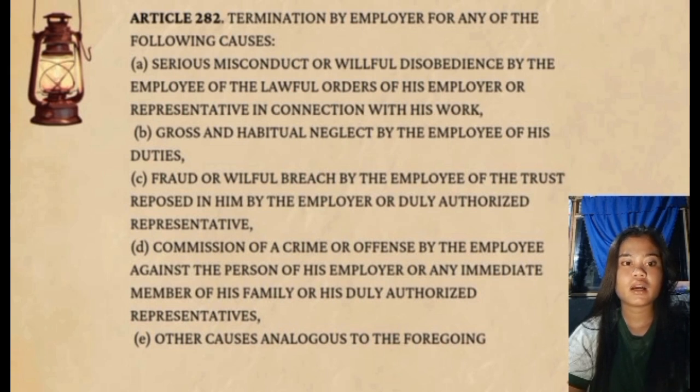And the fourth is commission of a crime or offense by the employee against the person of his employer or any immediate member of his family or his duly authorized representatives. And the last one is other causes analogous to the foregoing. And the summary of this: before terminating an employee, the employer must provide the employee with a written notice detailing the grounds for termination and opportunity to be heard. The employee should also be given a chance to present evidence in defense.